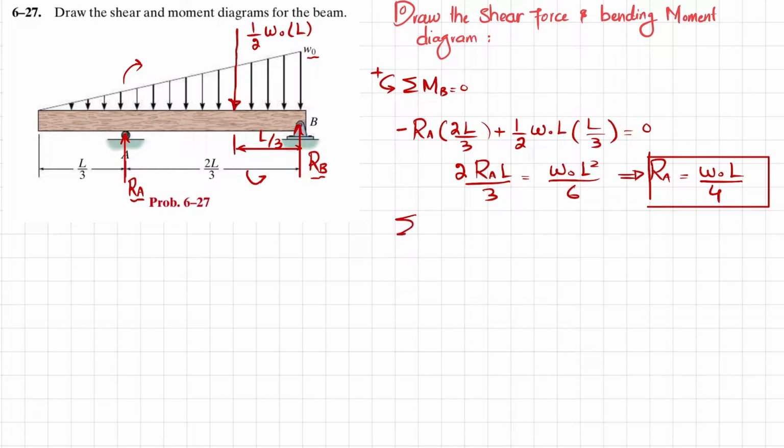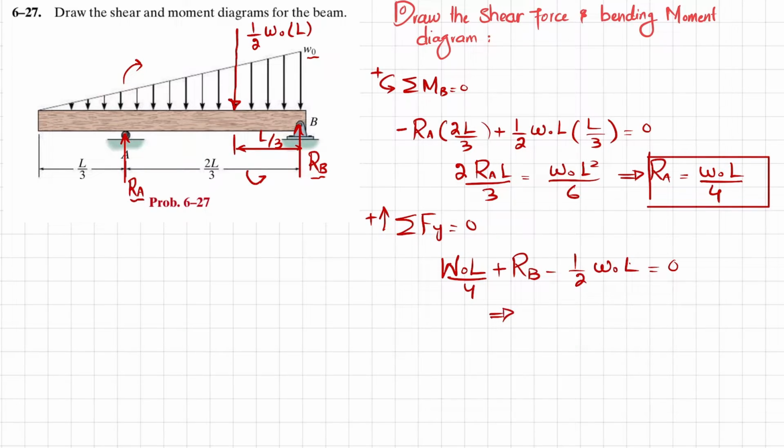Now we will find RB by using the force equation. The sum of all forces along the y direction must be equal to 0, taking the upward force as positive. One force is this one, the second one is this one, and the third one is this one. Their sum must be equal to 0. So RA, which is W naught L over 4, plus RB, which we want to find, minus 1 over 2 W naught into L, is equal to 0.